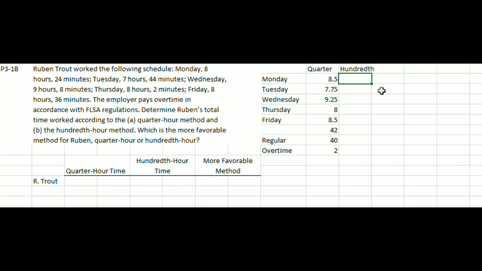Now let's calculate under the 100th hour system. In order to calculate under the 100th hour system, you take the number of minutes and divide it by 60 and add the hours. So on Monday, he worked 8 hours plus 24 minutes divided by 60. On Tuesday, he worked 7 hours plus 44 minutes divided by 60. On Wednesday, he worked 9 hours plus 8 minutes divided by 60.